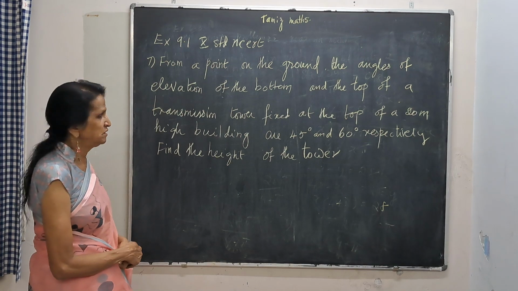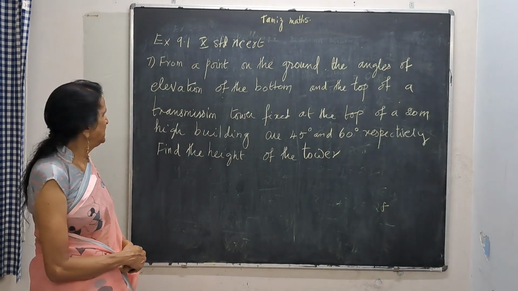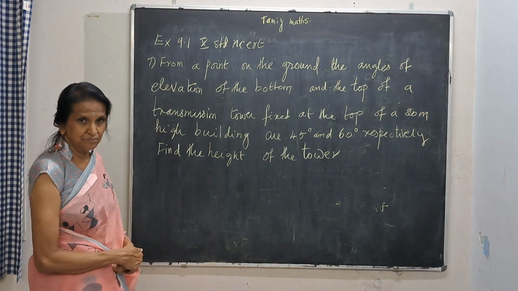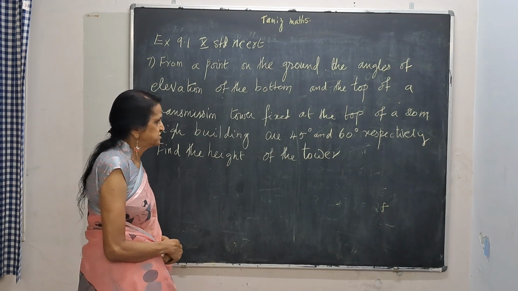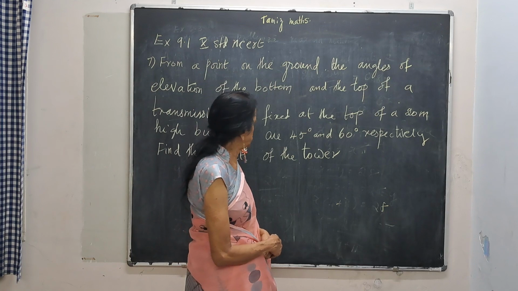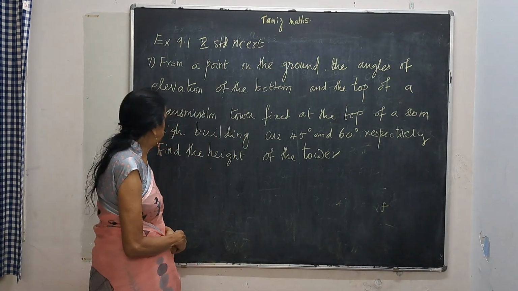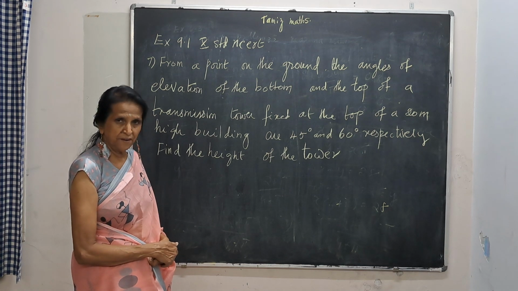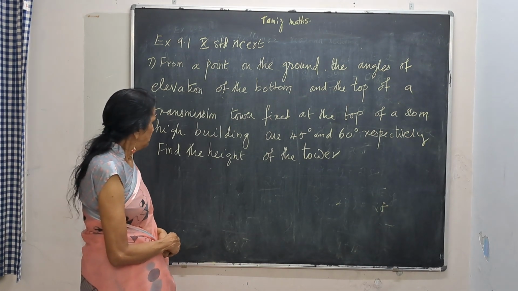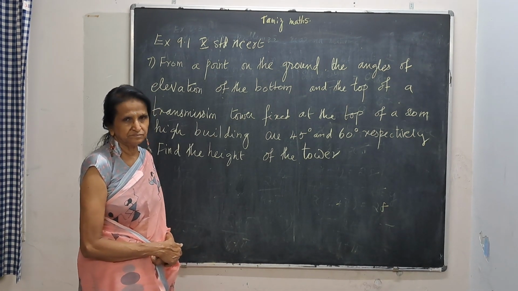From a point on the ground, the angle of elevation of the bottom and top of a transmission tower fixed at the top of a 20 meters high building are 45 and 60 degrees respectively. Find the height of the tower.